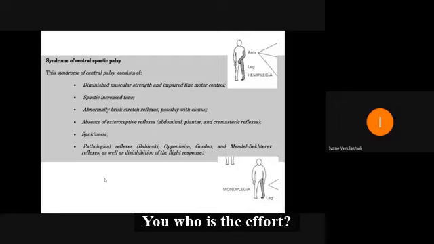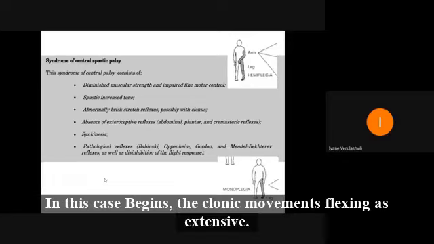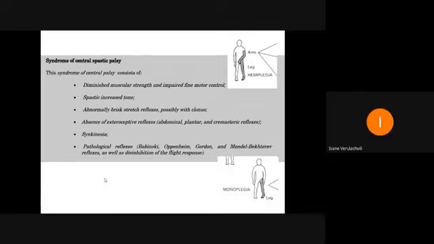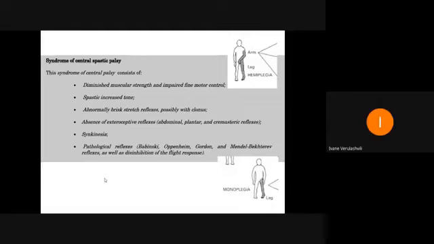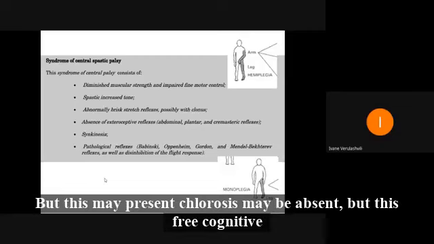If with effort, flexor of the lower limb, in this case begins clonic movements, flexing and extending. It is a result of the high exaggeration of the level of response of tendon reflexes. But this may be present, clonus may be absent.